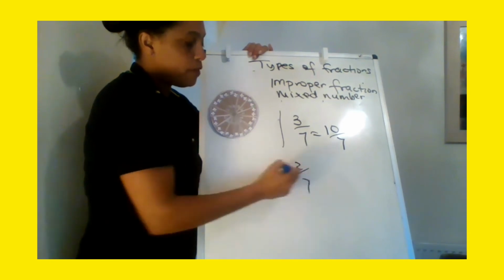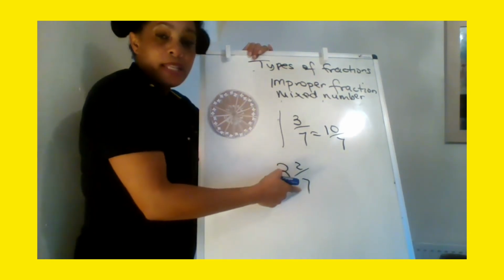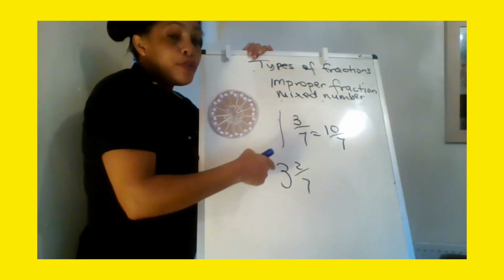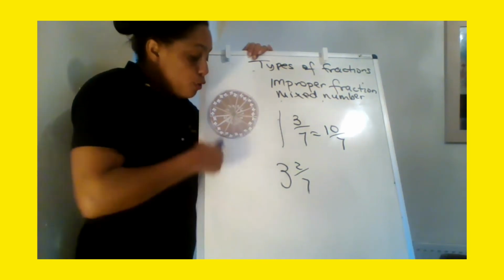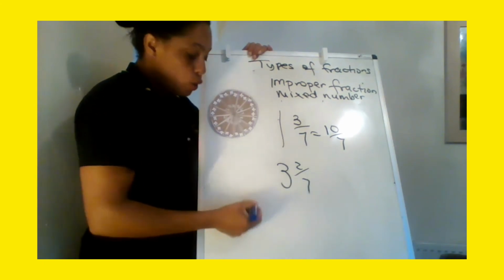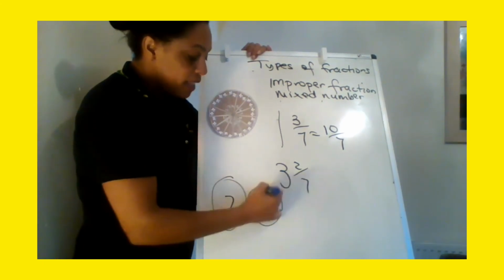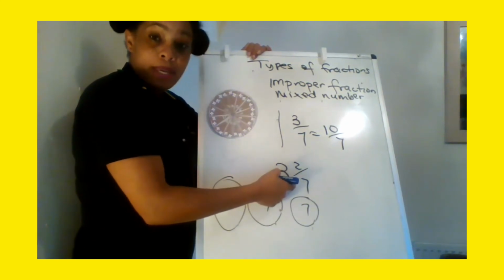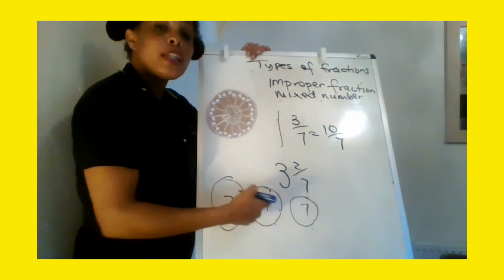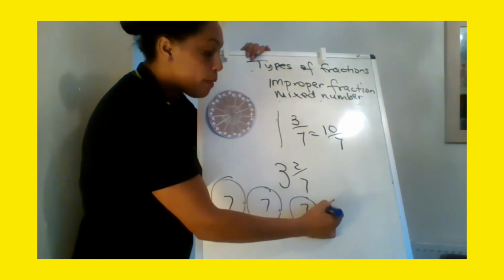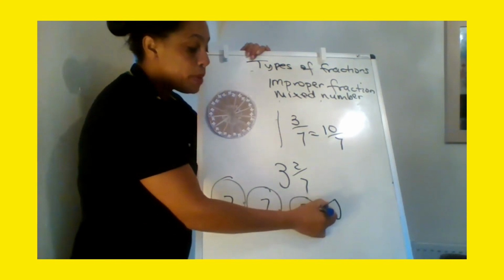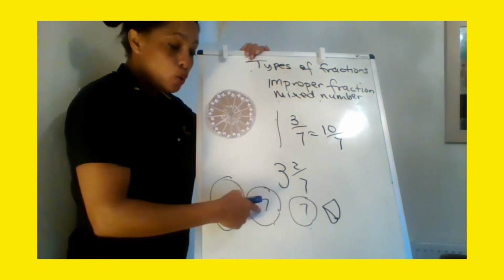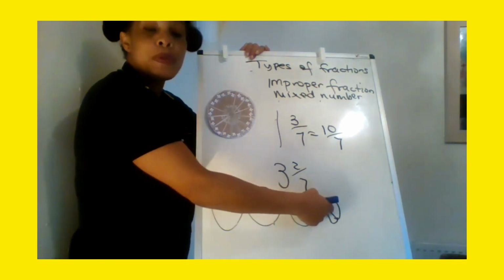3 and 2/7. It means I've cut up 1 cake into 7 parts. Now I have 3 whole cakes. So 3 sets of 7. So this cake having 7 parts, that cake having 7 parts, that cake having 7 parts. So that's what that means. 3 times 7 is 21. But I also have some pieces of cake left over, 2 pieces of cake left over. So 1 whole cake, 1 whole cake, 1 whole cake, and 2 pieces left over.